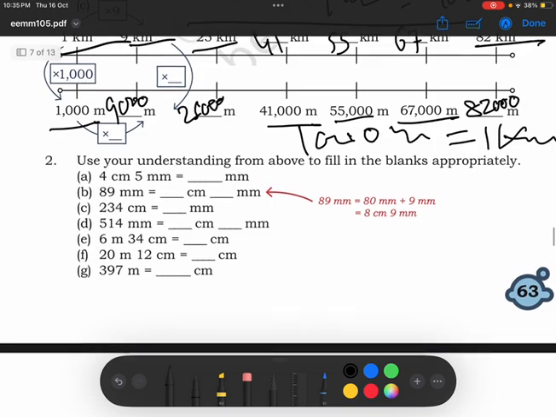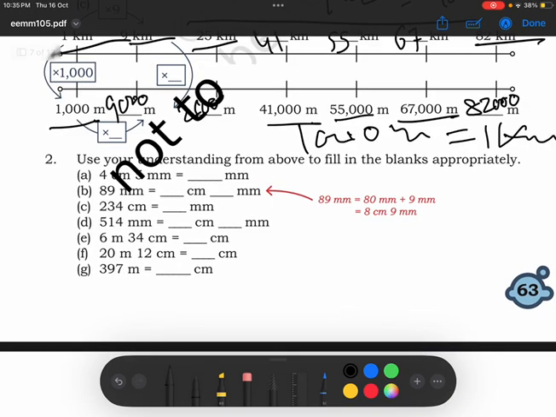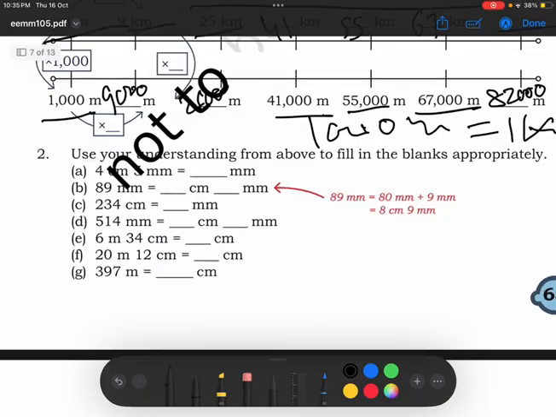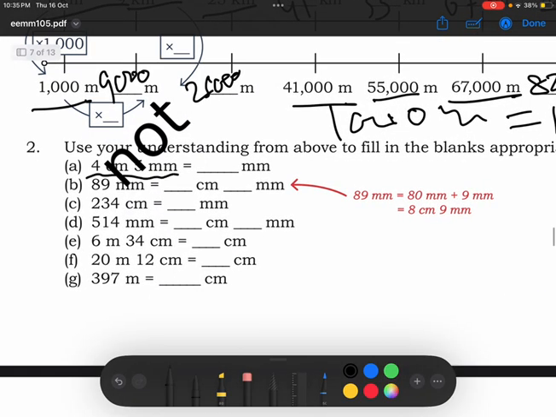Okay, what we have to do in question number 2? Use your understanding from above to fill the blanks. So we have to fill the blanks. 4 centimeter and 5 millimeter will be 45 millimeter, because 4 centimeter means 40 millimeter and 5 millimeter extra, so it will be 45 millimeter. Again same, millimeter is given, we have to change into centimeter, so 8 centimeter 9 millimeter.